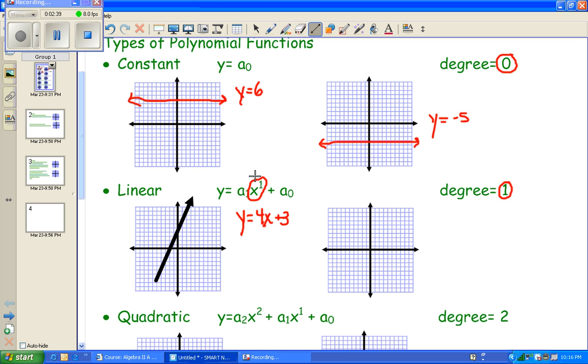So since our a value is positive, this guy enters from down here in the third quadrant and exits from the first quadrant. If our a value was negative, then he would do more of something like this, where you'd enter from the second quadrant and exit through the fourth quadrant.